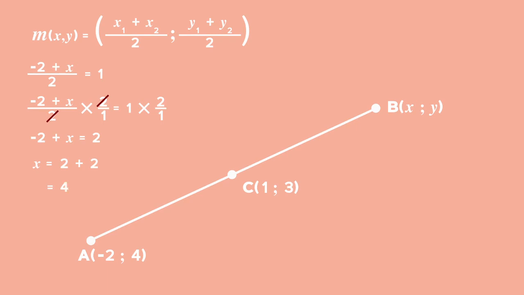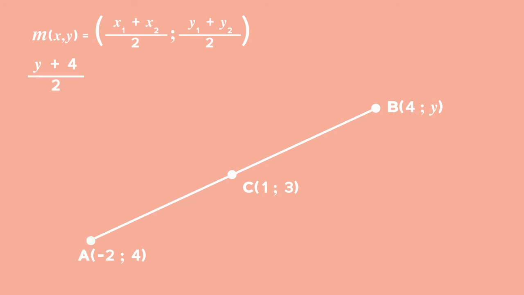So we are halfway there. We got that the x coordinate at the outer point is 4. Let's do the same thing to find the y coordinate. We see that y plus 4, which is the y coordinate at point A, all divided by 2, will give us a y coordinate at the midpoint of 3. So now we have formed an equation which we can use to solve for y.